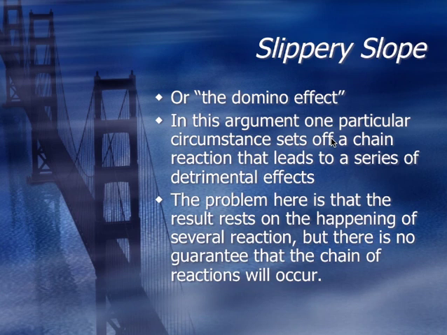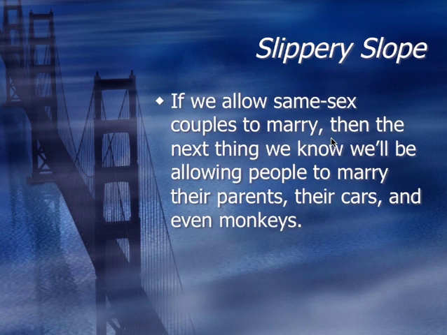That is a slippery slope argument through and through, and that's a funny example of it. But when it happens in the real world, say in politics, because that's often where we see a lot of these things, and in research, that's a problem. So my example is, if we allow same-sex couples to marry, then the next thing we know, we'll be allowing people to marry their parents, their cars, and even monkeys. Whether you agree or disagree on same-sex marriage is irrelevant to this particular slippery slope argument.